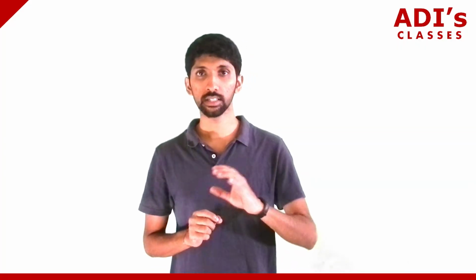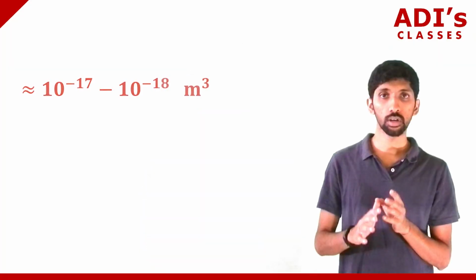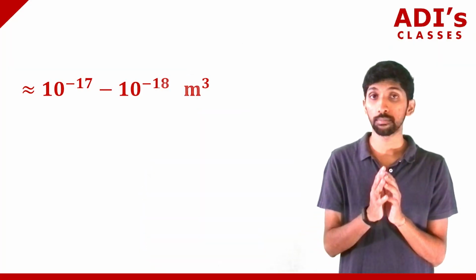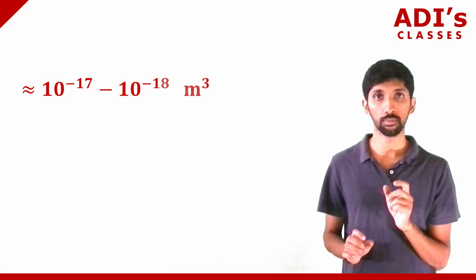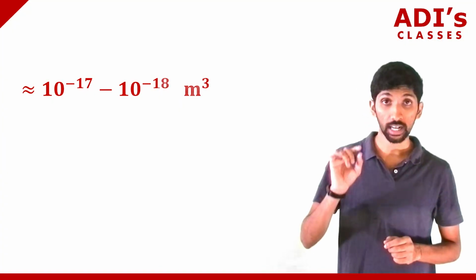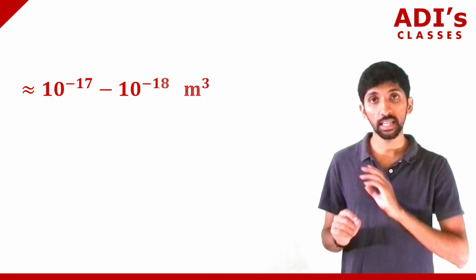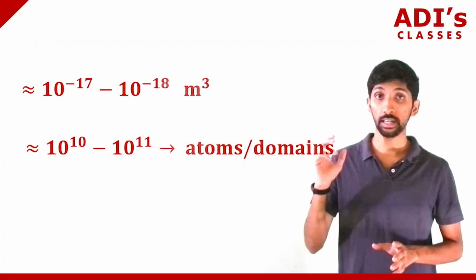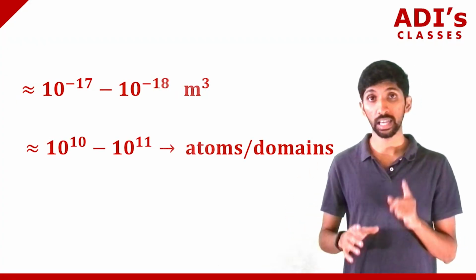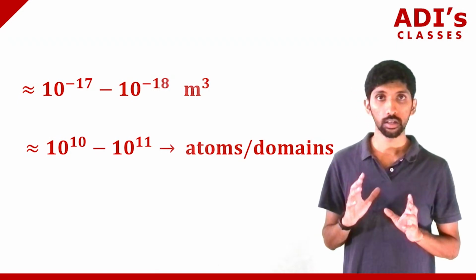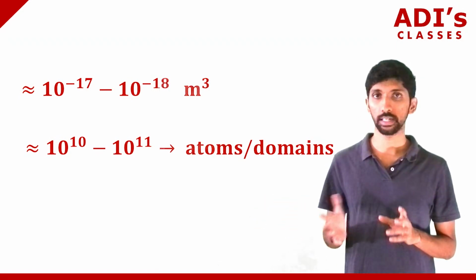Now, domains are very small. Domains are somewhere close to 10 power minus 17 to 10 power minus 18 meter cube. Domains have a very small volume, but in that volume there are many atoms, like 10 to the power of 10 to 10 to the power of 11 atoms in one domain. So there are millions of domains.